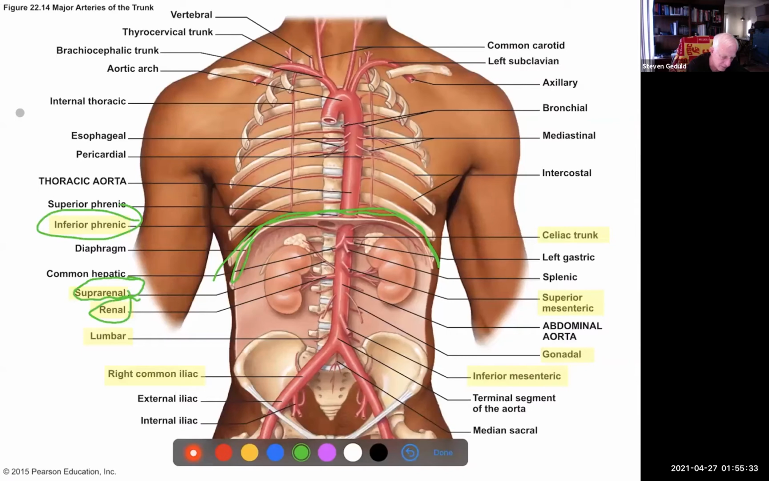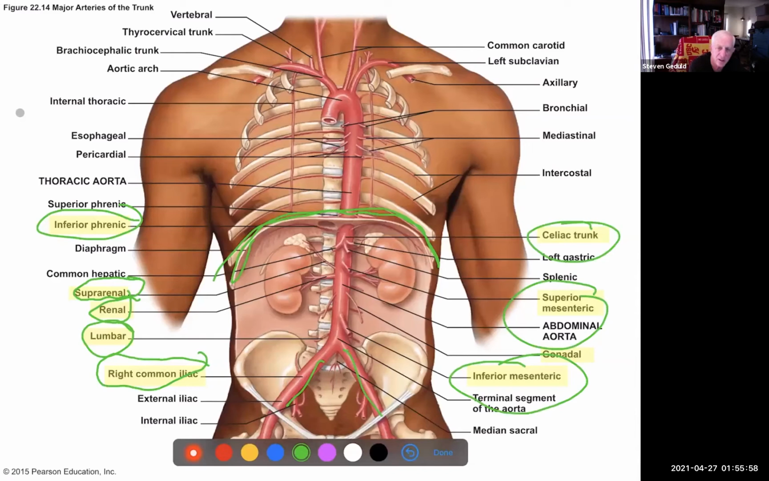Okay. You have the lumbar arteries that come into the lumbar area of the vertebrae, the right common iliac and the left. Where's the left? Doesn't have left on here. But this is the right common iliac and the left common iliac as it comes down. Goes through the inguinal canals on both sides. You have the inferior mesenteric, okay, and the superior mesenteric. And you have your celiac trunk where the celiac ganglia run.